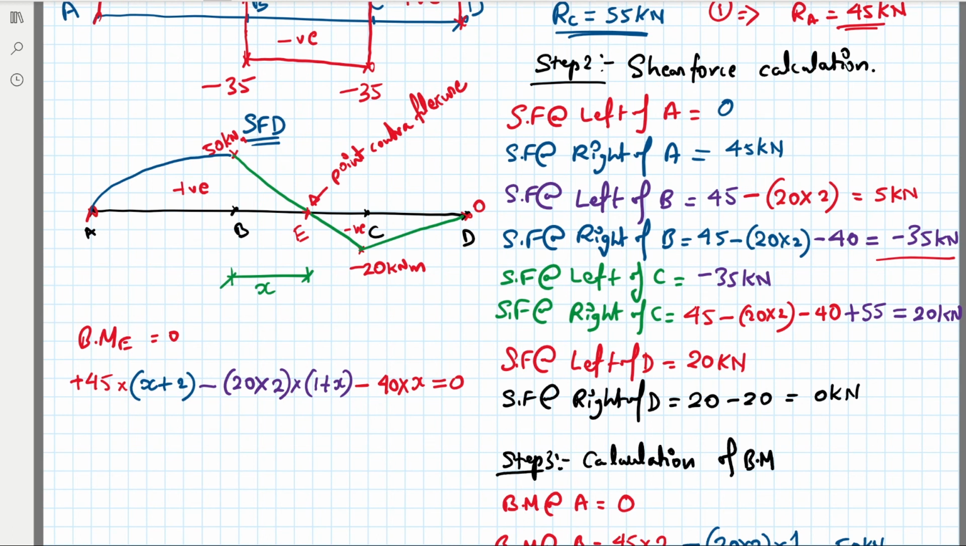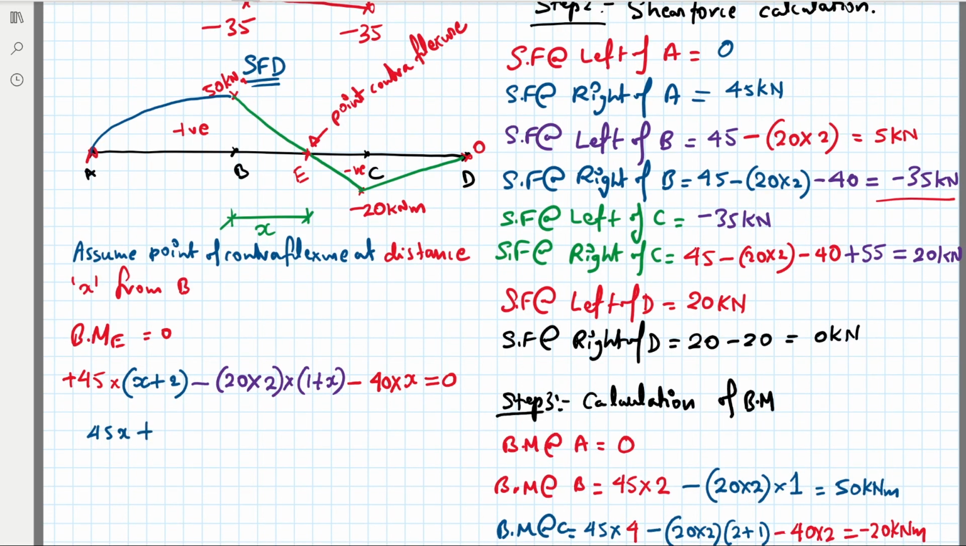If I simplify this equation, I will get the value of x. So we get x equal to 1.43 meter. Therefore, the point of contraflexure, where the bending moment is 0, is at a distance of 1.43 meter from point B.